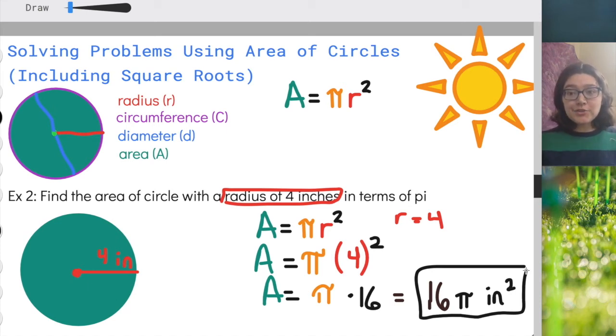The most common wrong answer I already know is, I bet at least some of you said 8 pi inches squared, because you correctly substituted in 4, and then you saw 4 squared, or 4 to the power of 2, and you said, oh, that's 8. No, it's not 8, because 4 to the power of 2, 4 squared, means 4 times 4. So 4 times 4 is 16. Okay, so that's how I get my 16 here, and I just get 16 pi inches squared.